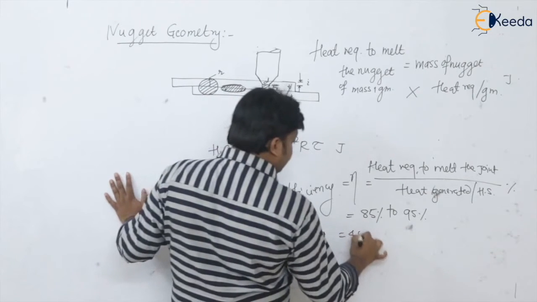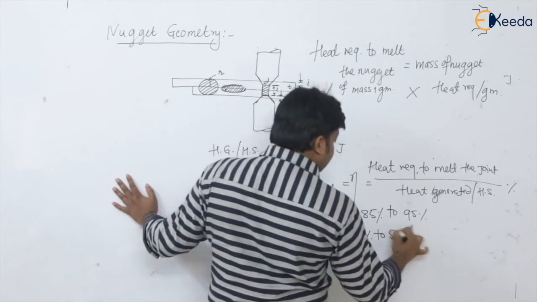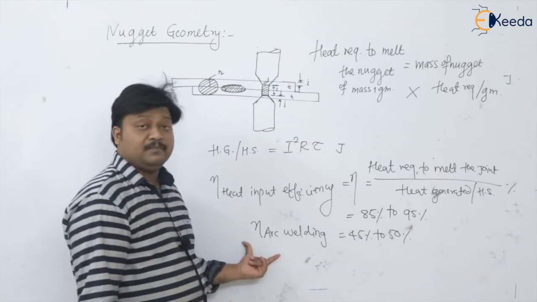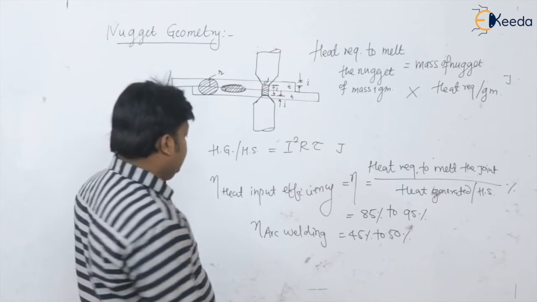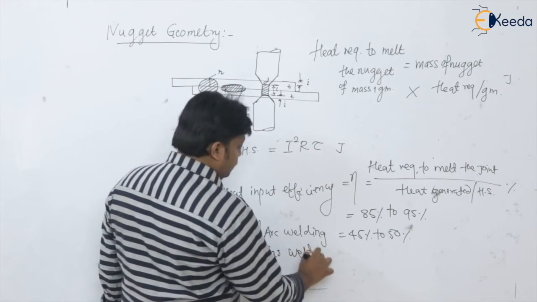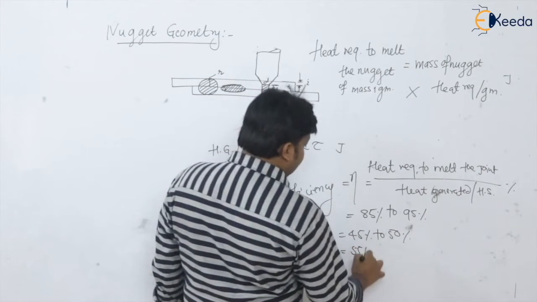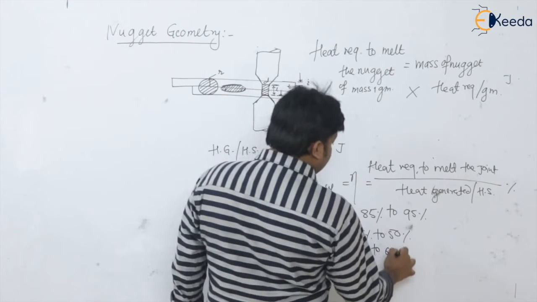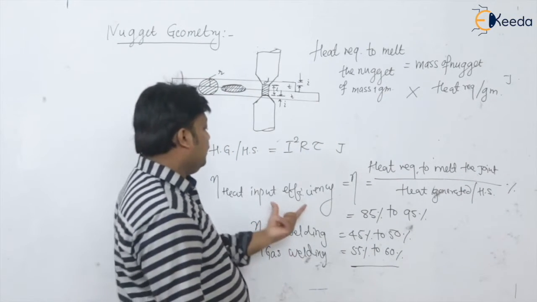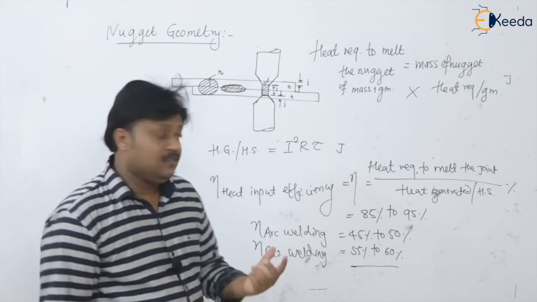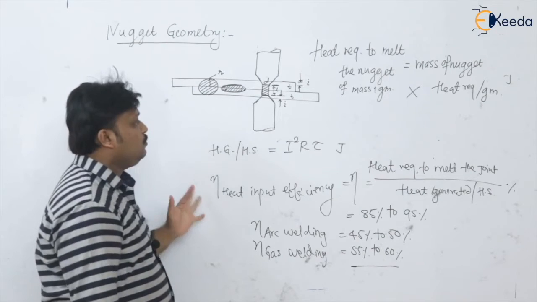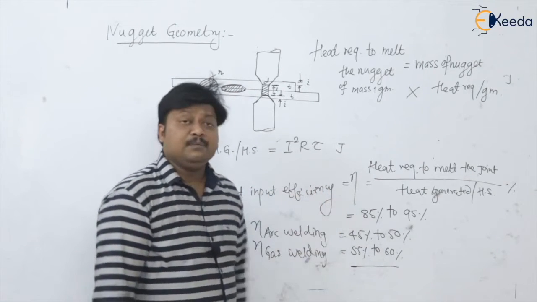It is generally 45% to 50%, because there is a huge loss of heat because of the radiation. Whereas in gas welding, the efficiency of gas welding is from 55% to 60%. Okay, so we get maximum efficiency in resistance welding, then in gas, then in arc welding. So this is how we can calculate the efficiency.